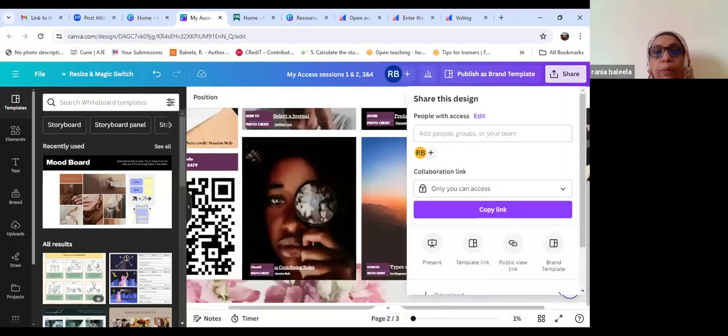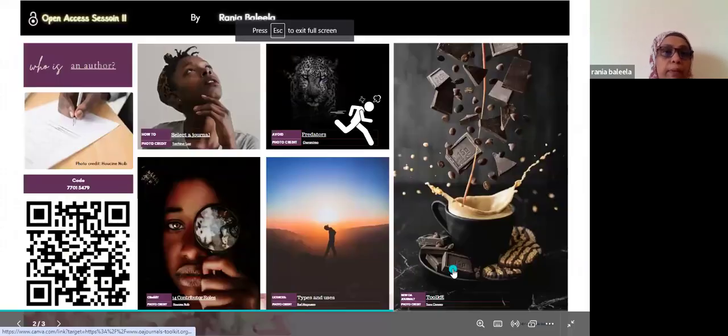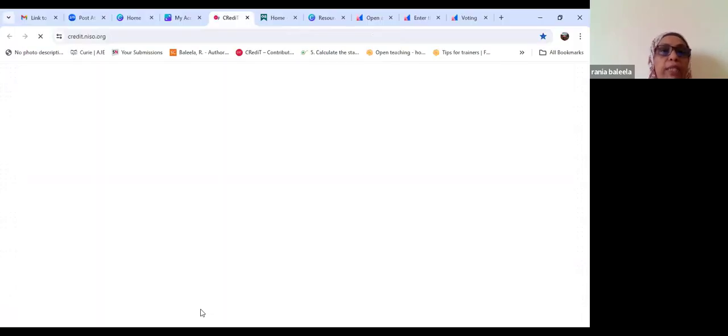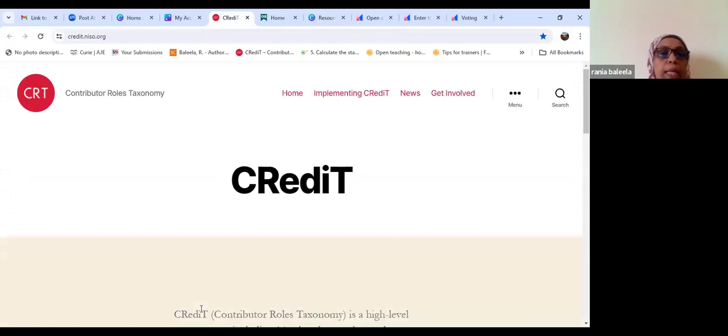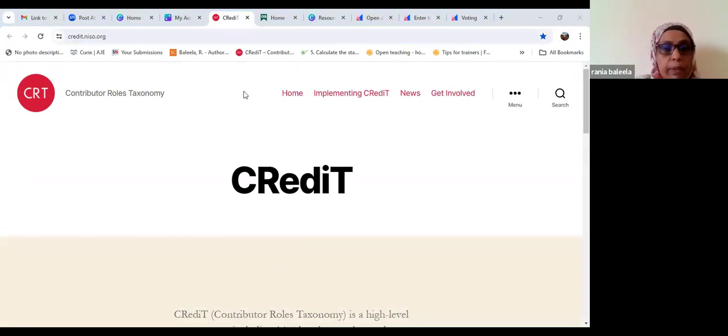This is the accepted taxonomy that defines who is a contributor in a paper. To be a contributor, you could have done any of the 14 roles I will take you through. This is the website that developed the contributor roles taxonomy. It's credit.niso.org, and I will copy it to the chat for you to have it.